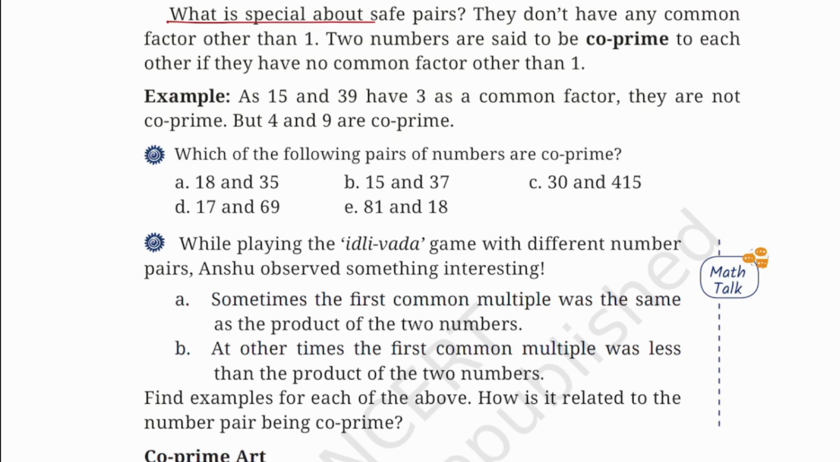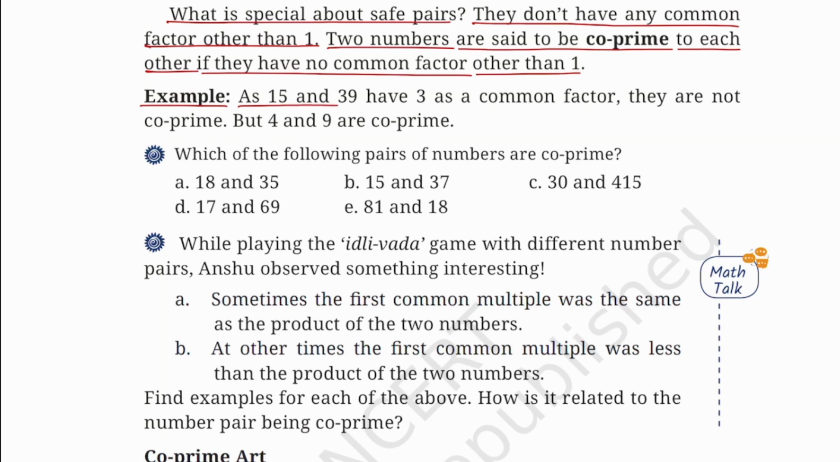What is special about safe pairs? They don't have any common factor other than 1. Two numbers are said to be co-primes to each other if they have no common factor other than 1. Example, as 15 and 39 have 3 as a common factor, they are not coprime. But 4 and 9 are coprime. Which of the following pairs of numbers are coprime?